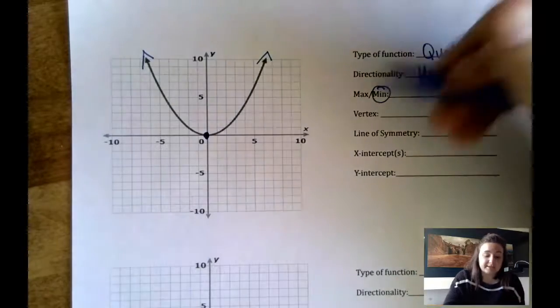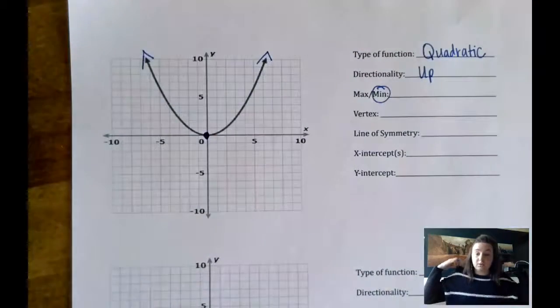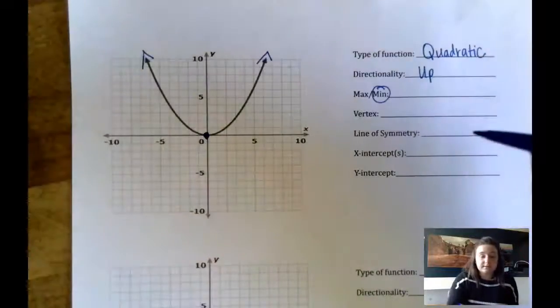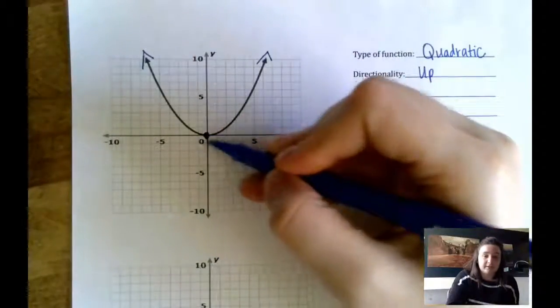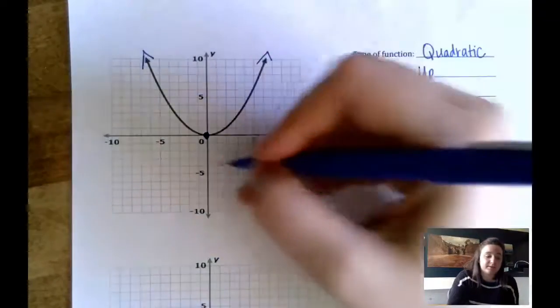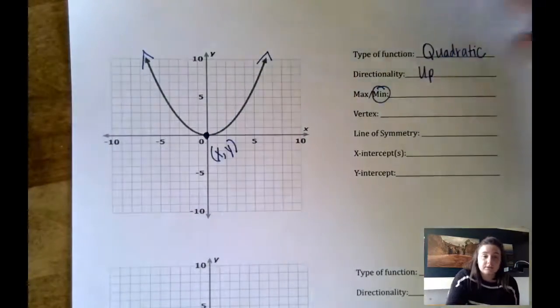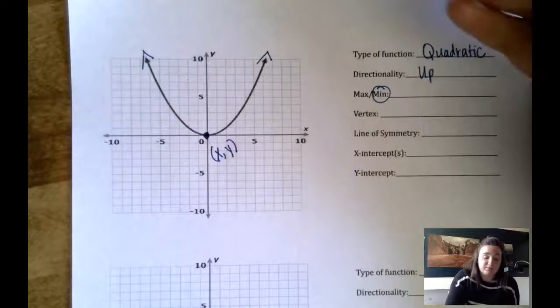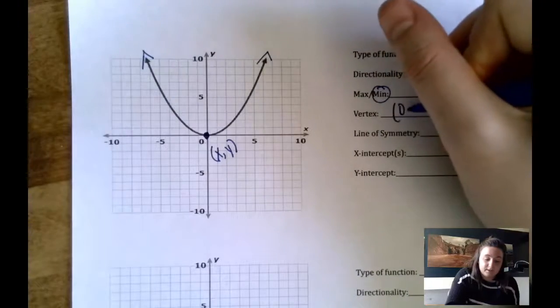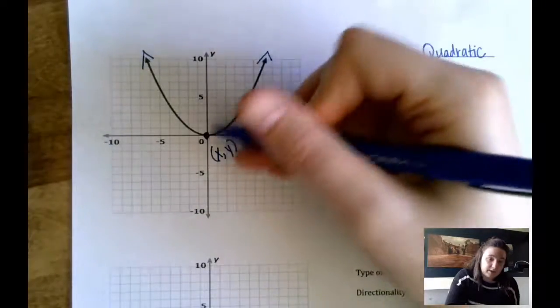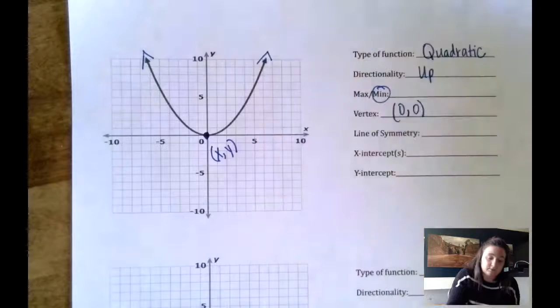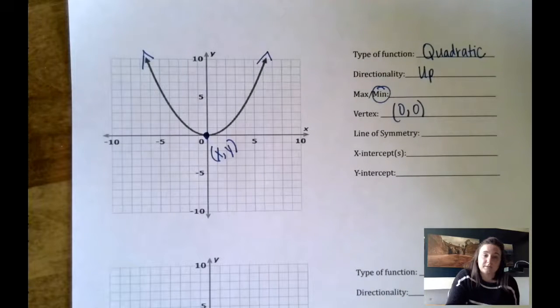Next, we have to actually identify the vertex. So what is the coordinate point of the vertex? And so now that we have it labeled, we can go ahead and identify what is the x comma y, what's the point of that vertex. So our x value is 0. We've moved nowhere. And our y value, so the up and down, is also 0. And so our vertex is 0, 0.